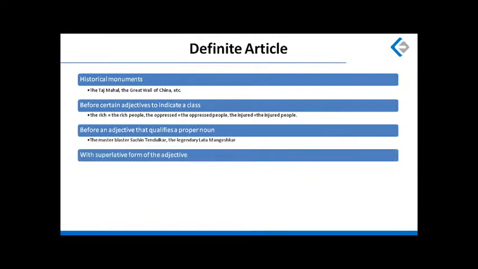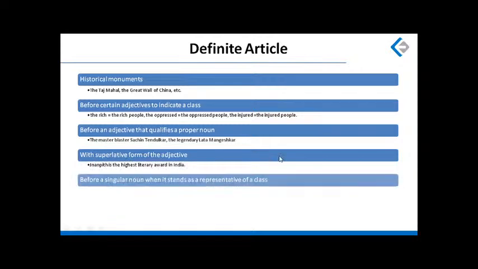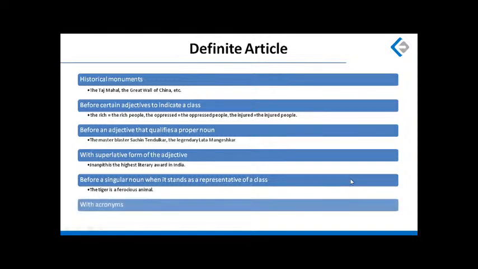Superlative form, I've already said superlative forms of the adjectives take a singular noun when it stands as a representative of a class. The example being the tiger is a ferocious animal to imply that all tigers are ferocious.